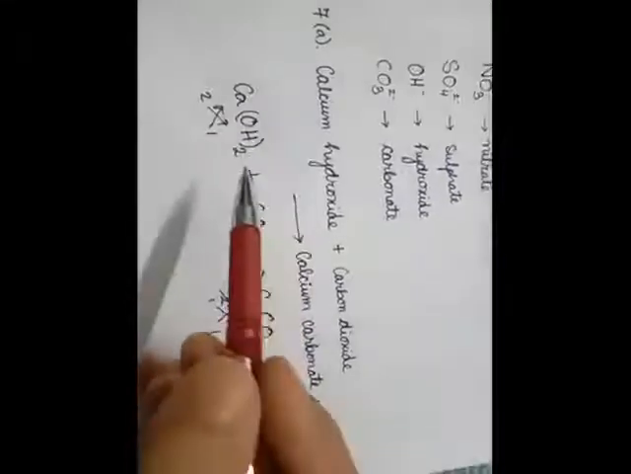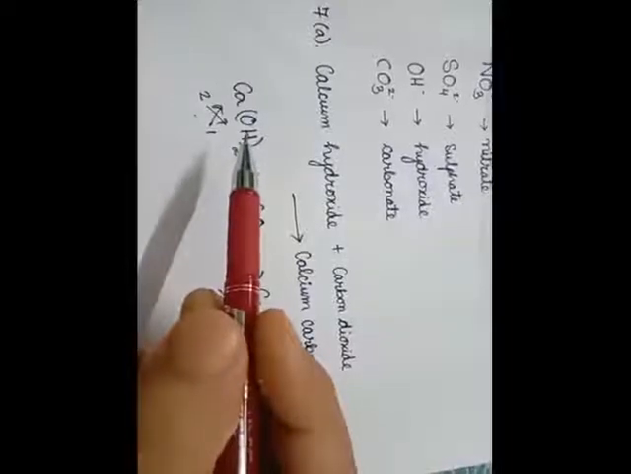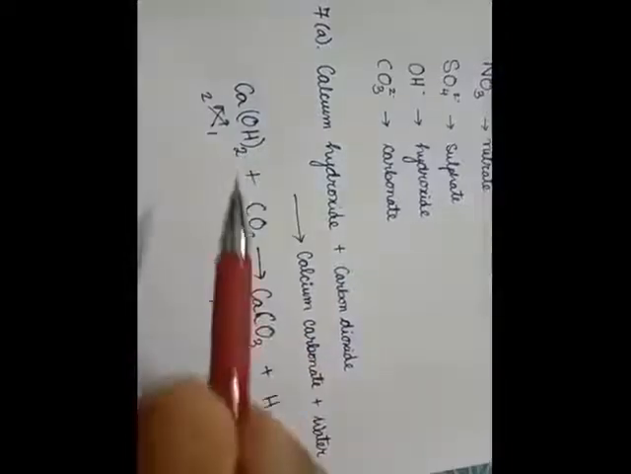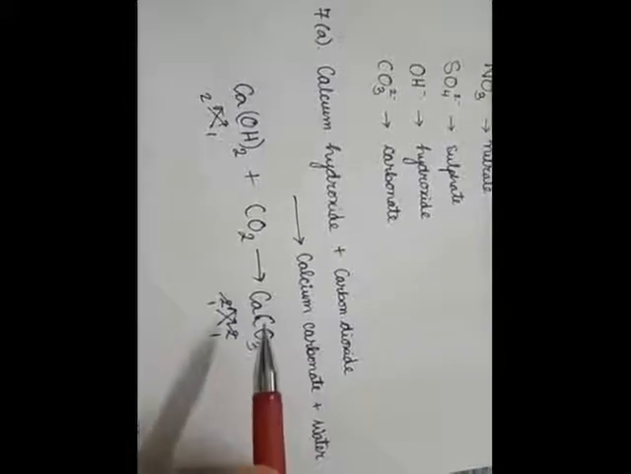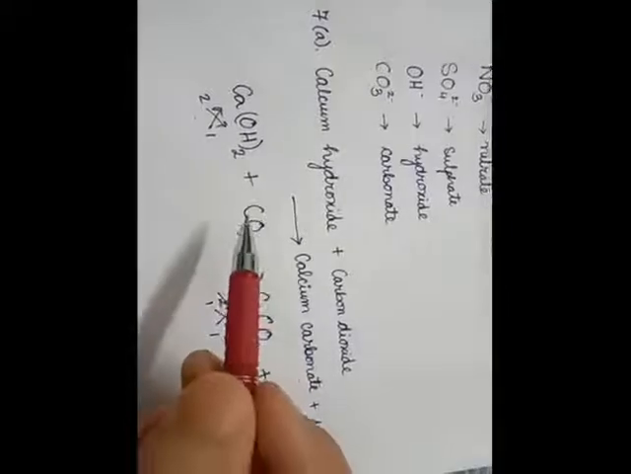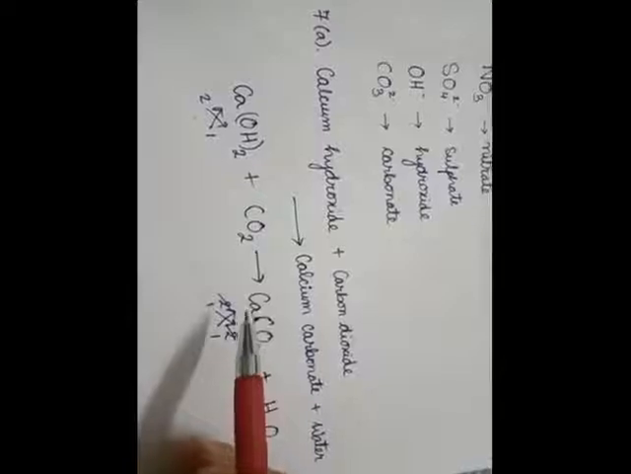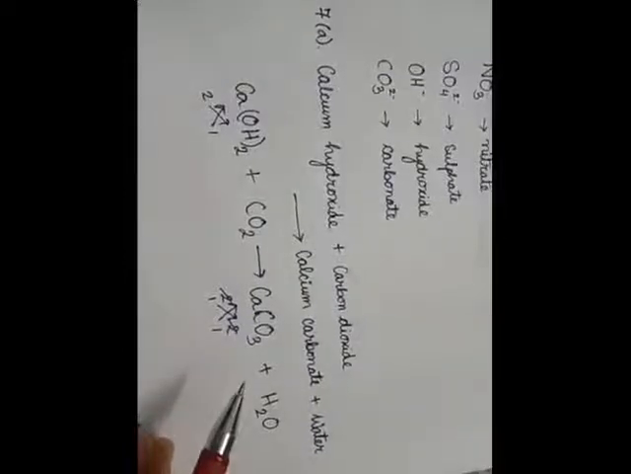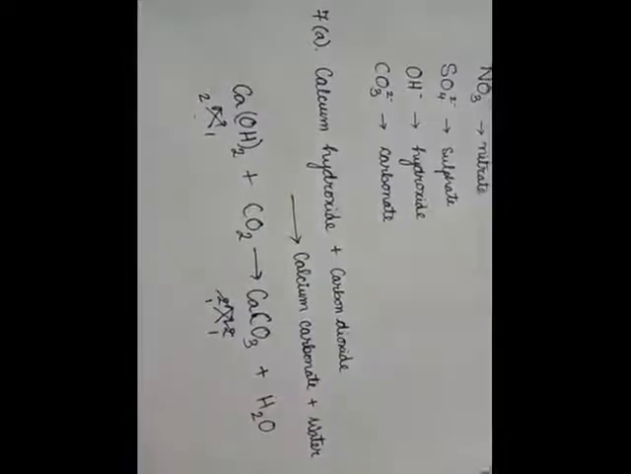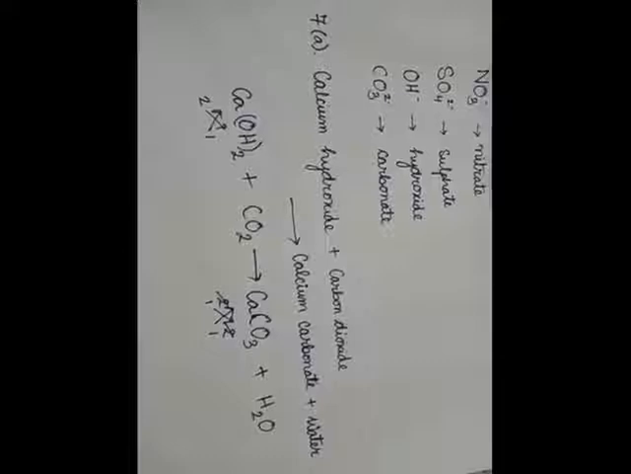Now how many hydrogen atoms are here? There are 2 atoms of hydrogen, and here also there are 2 atoms of hydrogen. That means atoms of hydrogen are also equal. Now atoms of carbon, 1 atom here and 1 atom here, and calcium also 1 atom here and 1 atom here. This means this chemical equation is already balanced. So let us go to the next one.